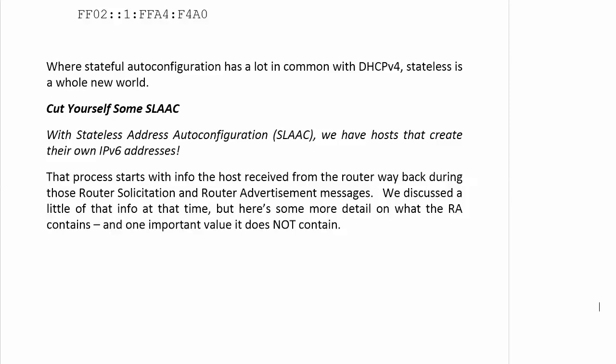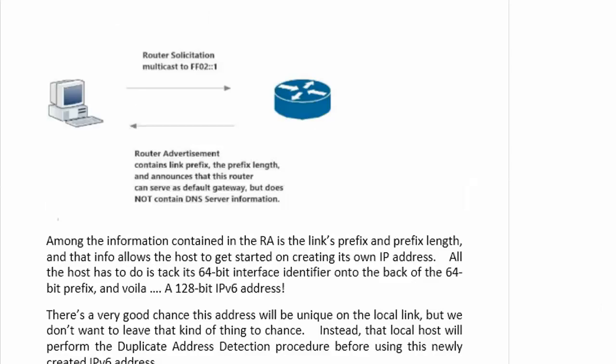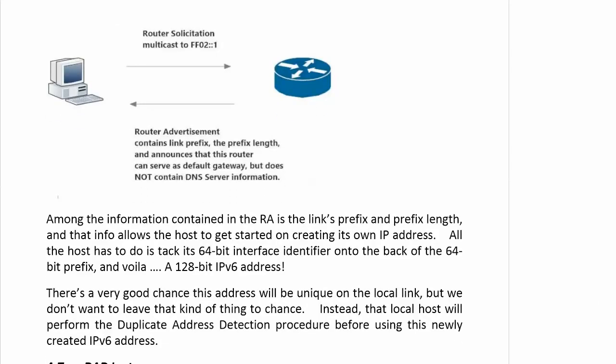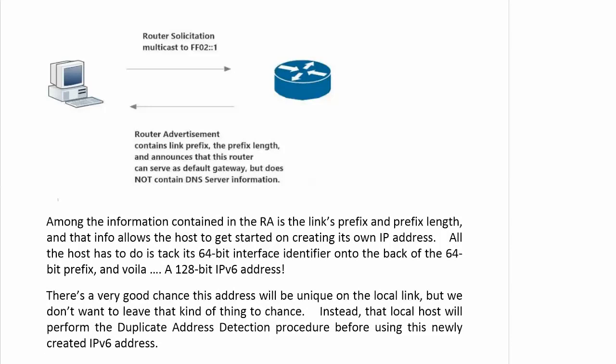Well, here's some more info on what the RA contains and one important value that it does not contain. That router advertisement contains a link prefix, the prefix length, and announces that this router can serve as the default gateway, but it does not contain DNS server information, which I think you'll agree with me is a pretty darn important value for it to have. But as far as the address itself goes, all the host has to do is tack its 64-bit interface identifier right on the back of a 64-bit prefix, and what do we got? We got a 128-bit IP version 6 address.